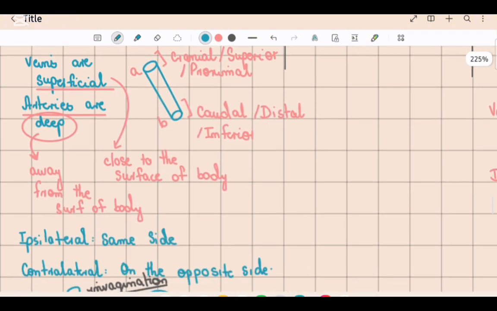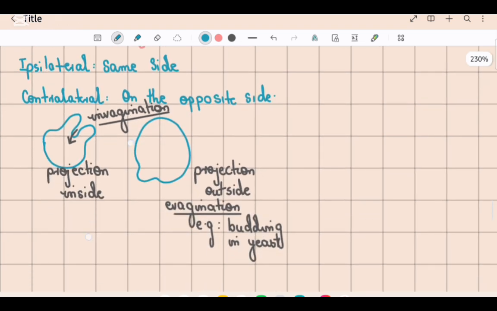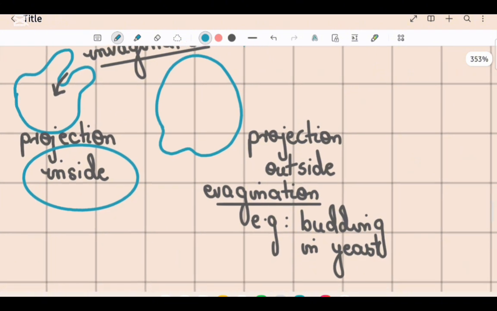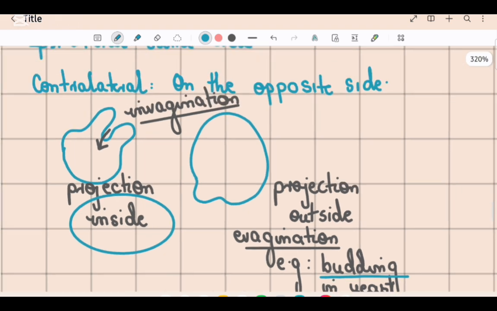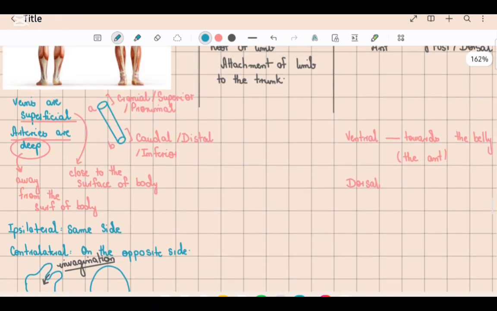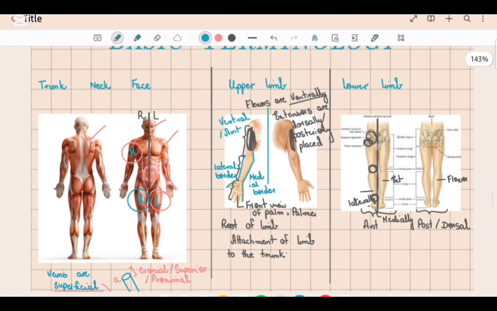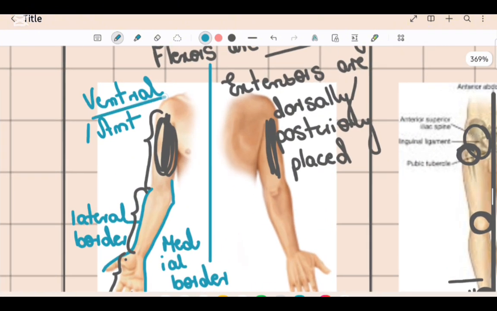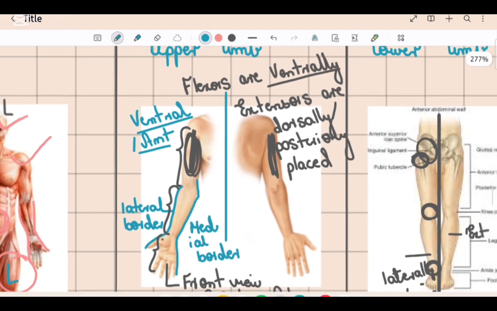Invagination is basically projection inward or inside. This is basically getting projected inside, and evagination is basically projection outside, and you usually see it in the yeast, whereas invagination is seen in the amoebas when they are taking up the food particles in the form of the food vacuole.